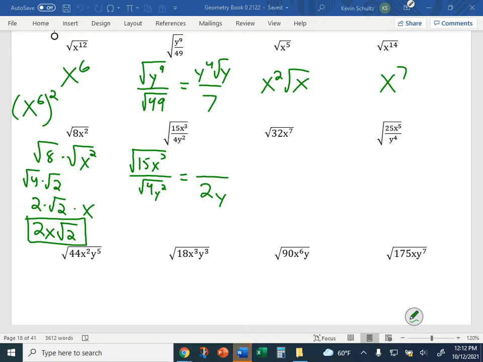Yes, the x root x. Can we simplify root 15? No. So we have an x out in front and then root 15x under the root.